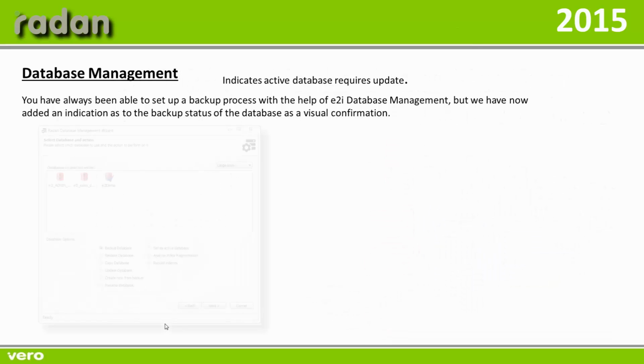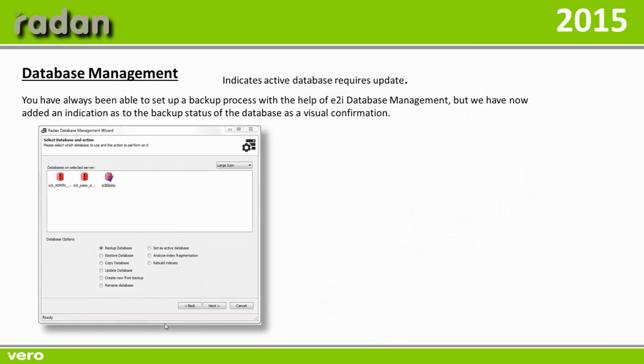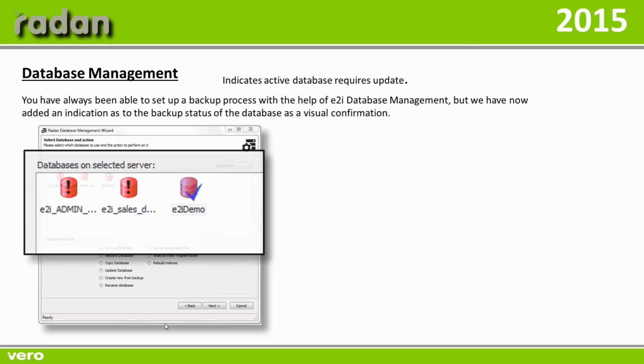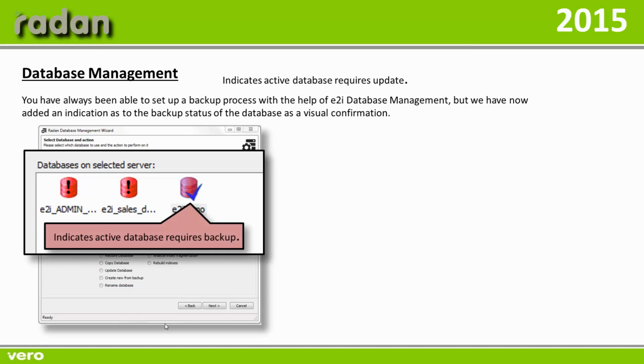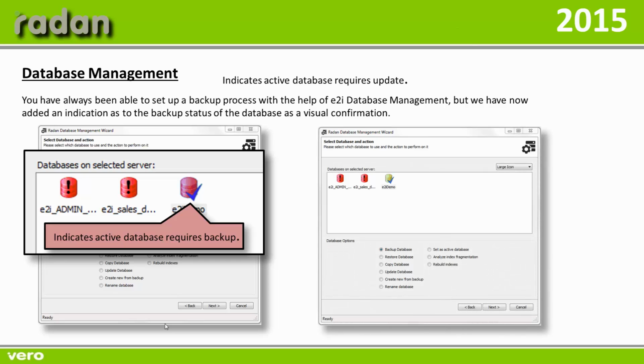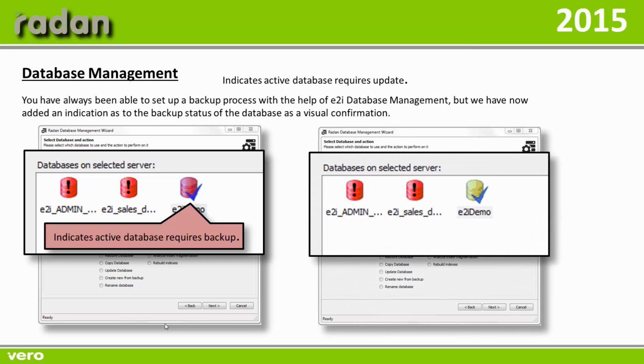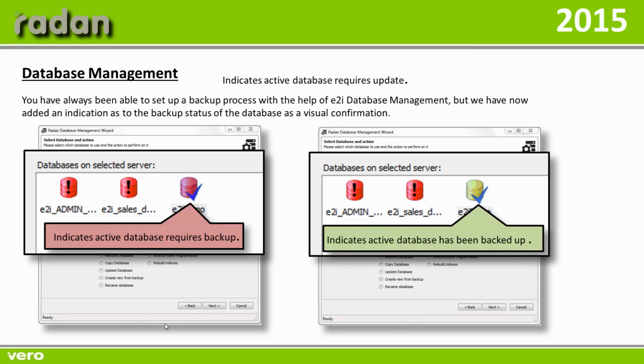Database management. Now managing your database is very important, so in this release of software we've improved the way we indicate the status of the database. So if we look closer on my particular database, you can see that my active database is indicated as red, which says that this database requires a backup. Following a backup, you can see that the database changes to yellow, so the active database there with the blue tick says this database has been backed up.